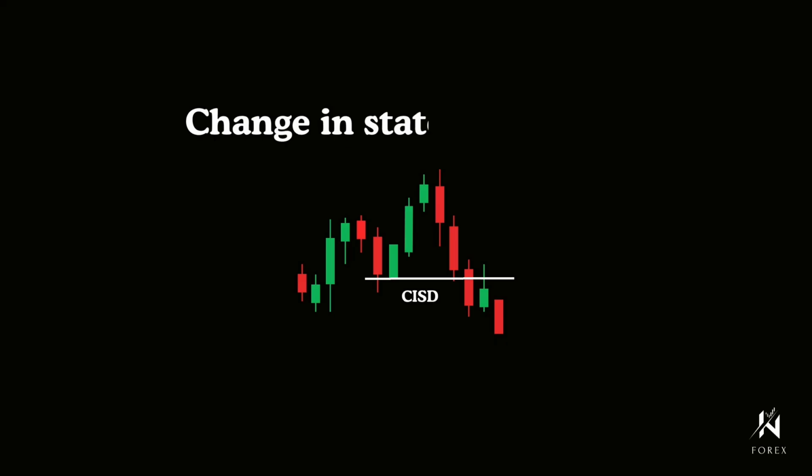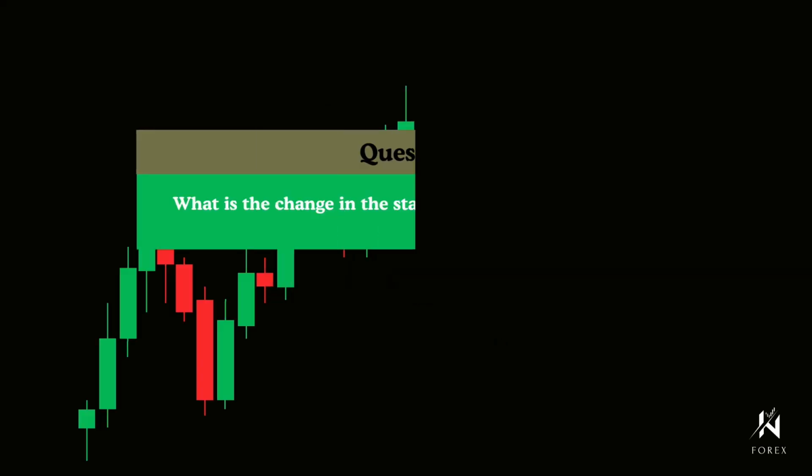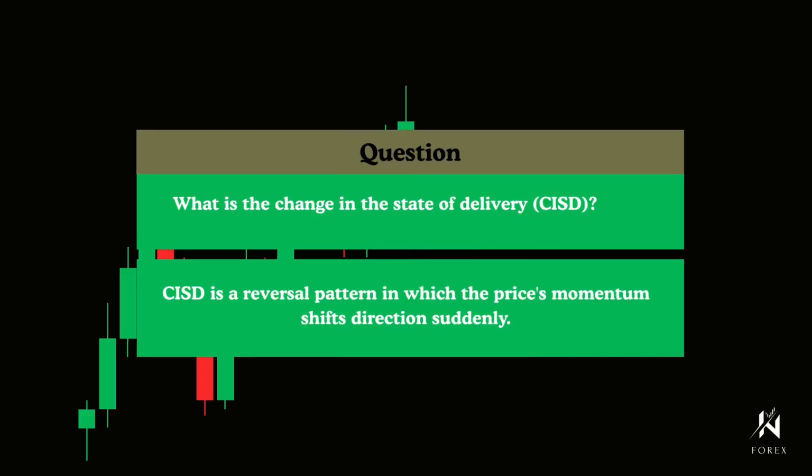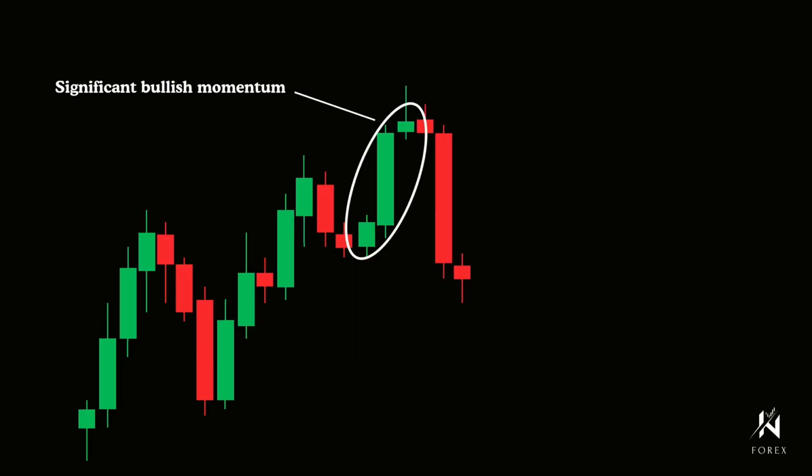CISD. So, what exactly is a change in state of delivery, CISD? CISD is a type of reversal pattern where price momentum shifts sharply in the opposite direction, hinting at a possible market reversal. Take this example: we're in a clear bullish trend, with recent price action showing strong buying pressure as price breaks above a previous high decisively. This confirms that demand is firmly in control.